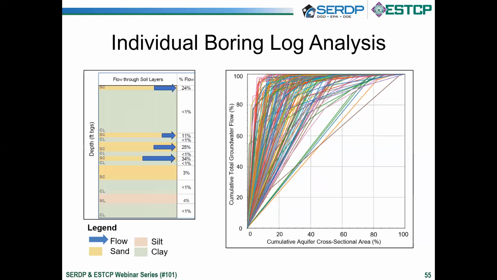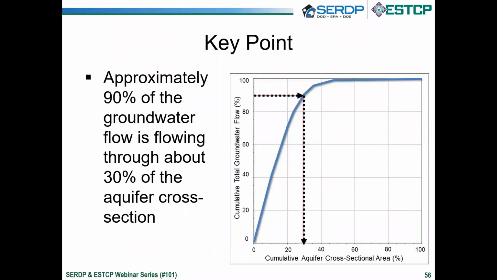Each boring log here is represented by a single line, and overall there's a large distribution of geologic settings in this data set. And so the very heterogeneous ones are the lines on the top left, and the more uniform geologies are closer to the 45-degree diagonal line. And if you take the average of all the curves, the key point is that approximately 90% of the groundwater flow goes through about 30% of the aquifer cross-section, which is pretty similar to the original rules of thumb.